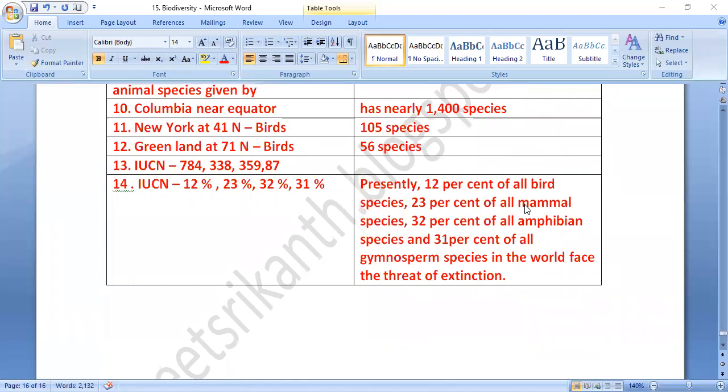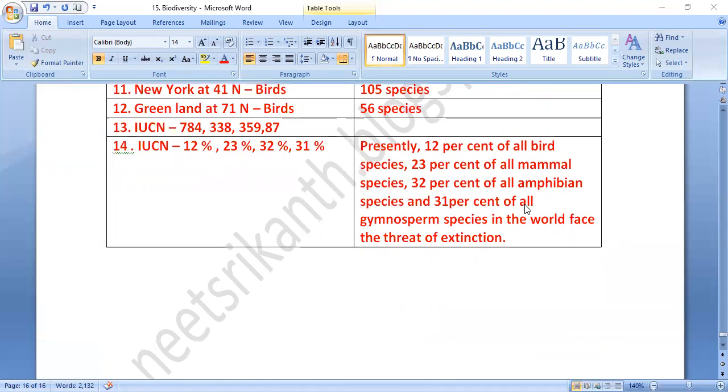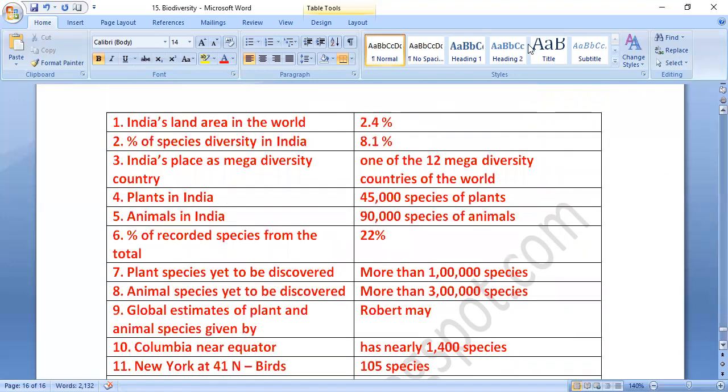According to the International Union for Conservation of Nature and Natural Resources, IUCN, 12% of all bird species, 23% of all mammal species, 32% of all amphibian species and 31% of all gymnosperm species in the world face the threat of extinction.